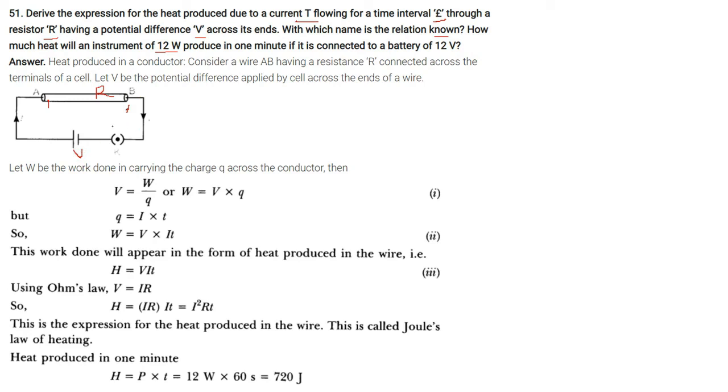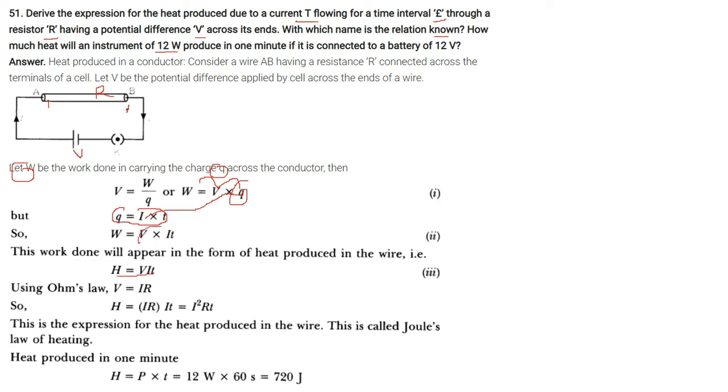So let us say that W is the work done in carrying the charge Q across the conductor. We know that V equals W by Q, or W is equal to V into Q. We know that Q equals I t, so we put Q equal to I t here. So we get W equal to V I t. This work will appear in the form of heat produced in the wire. So H is what? V I t.